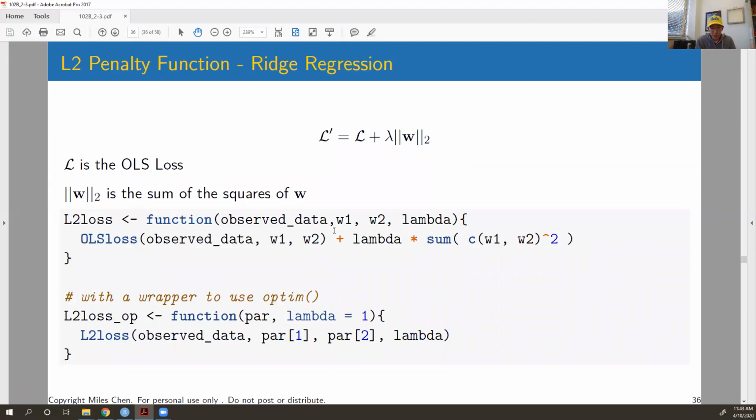Let's explore this, but for ridge regression. Here's our loss function. The loss function is the OLS loss plus lambda times the sum of the w's squared. We take the vector of w's, square them, sum them up, and add that to the OLS loss. We want to minimize this function, the L2 loss.